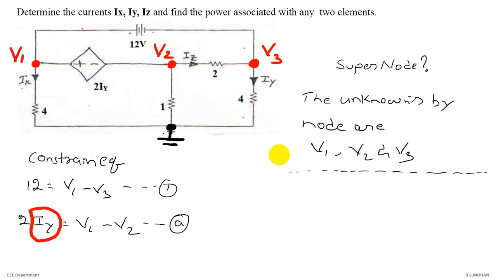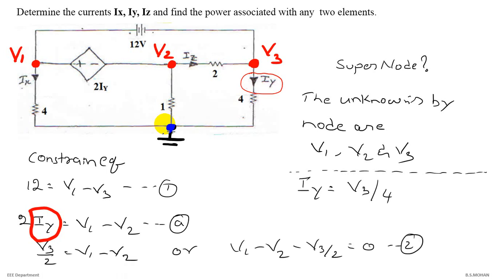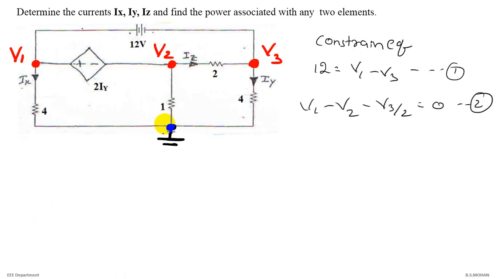So we have to somehow relate Iy to V1, V2, V3. In the given diagram Iy is the current flowing through 4 ohms, so we can write it as V3 by 4. Substitute that V3 by 4 and you get your second equation, that is V1 minus V2 minus V3 by 2 is equal to 0. As discussed we need 3 equations, we already have 2, and we need one more. So now we have to apply super node to get your third equation.